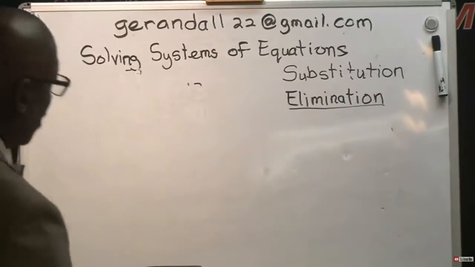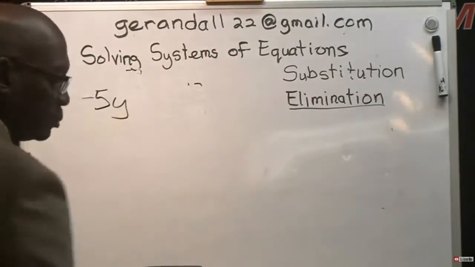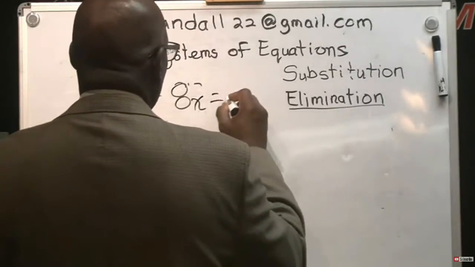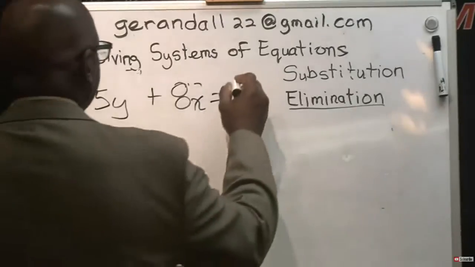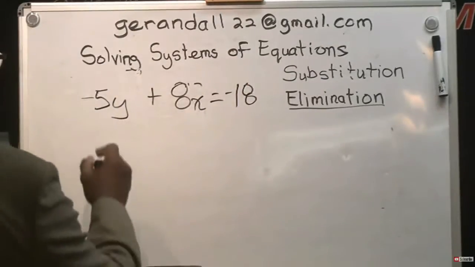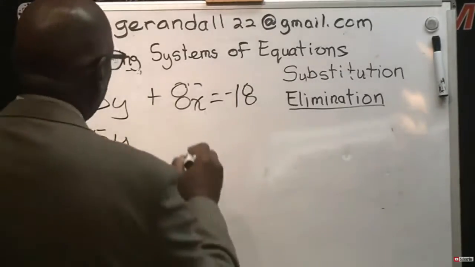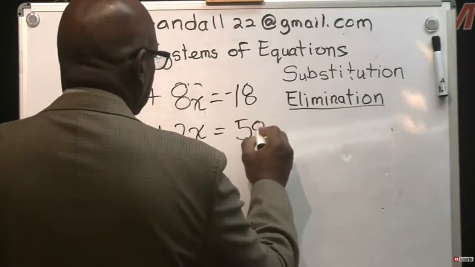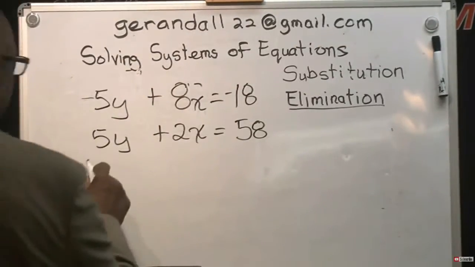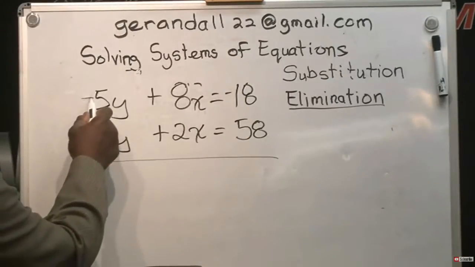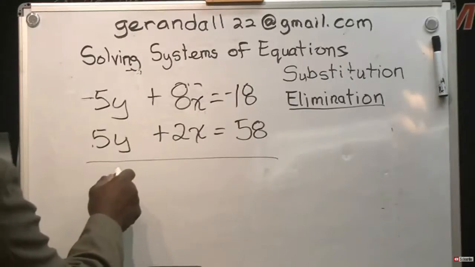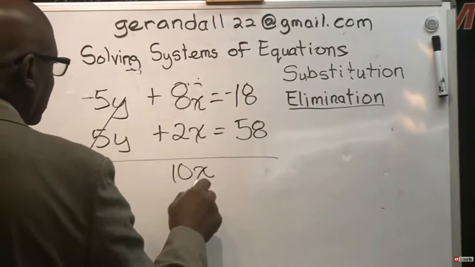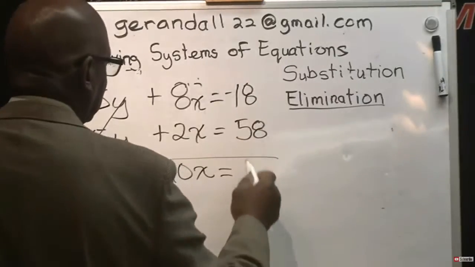We can look at a similar problem where we have minus 5y plus 8x equals minus 18. And the other problem, 5y plus 2x equals 58. And again, we look at elimination. We have a minus 5 and a plus 5. So if we add down, that's eliminated. Here, 8x plus 2x is 10x. And minus 18 plus 58 is 40.